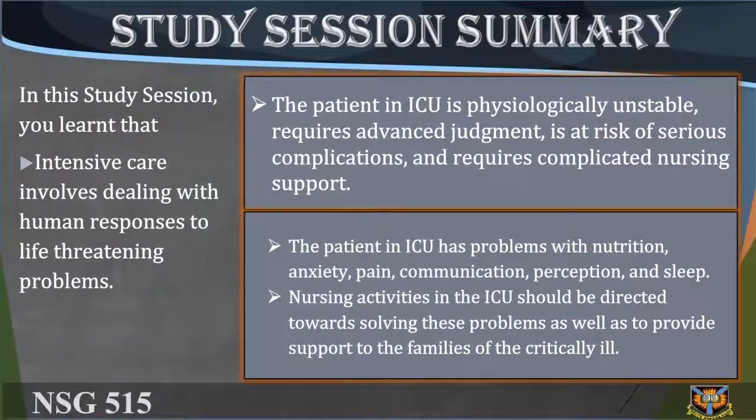Study section summary. In this study section, you learned that intensive care involves dealing with human responses to life-threatening problems. The patient in ICU is physiologically unstable, requires advanced judgment, is at risk of serious complications, and requires complicated nursing support. The patient in ICU has problems with nutrition, anxiety, pain, communication, perception, and sleep. Nursing activities in the ICU should be directed towards solving these problems as well as to provide support to the families of the critically ill.